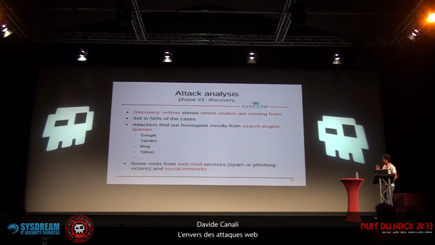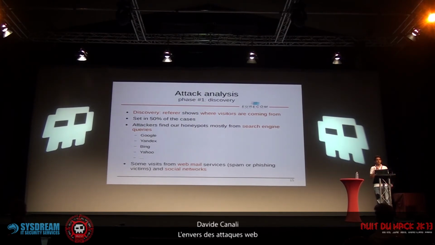Okay, so going to the first phase of the attack, just to show a bit more detail. As I said, the discovery phase shows us where visitors are coming from, and we see it by analyzing the referrer header of the requests we received. The referrer header is actually set in 50% of the cases, and we found that attackers find our honeypots mostly from search engine queries: Google especially, then Yandex, Yahoo, and other specialized search engines.